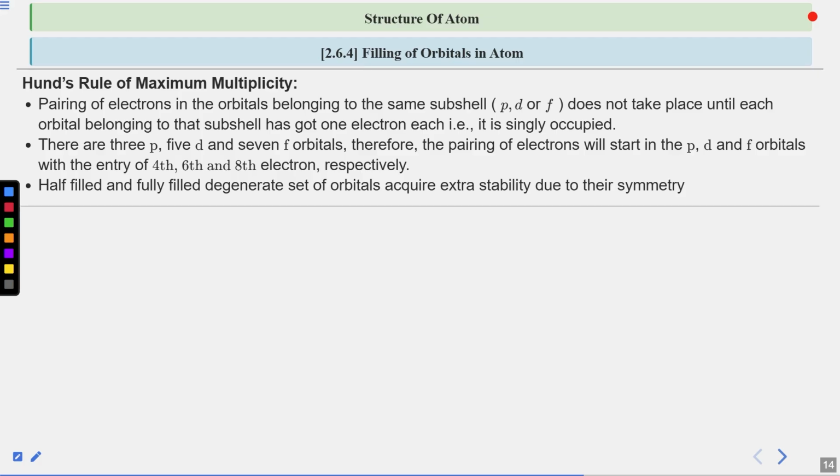Now remember a very important point, that half filled and full filled or degenerate sets of orbitals always have more stability, and that is happening due to symmetry. Okay, so due to symmetry, the half filled and full filled will always be more stable as compared to the other orbitals. So we'll see the reason behind it.